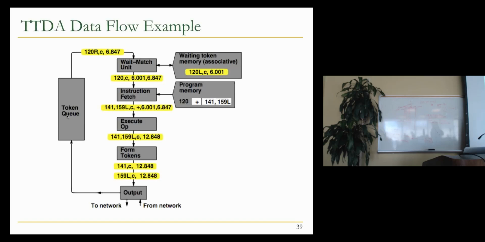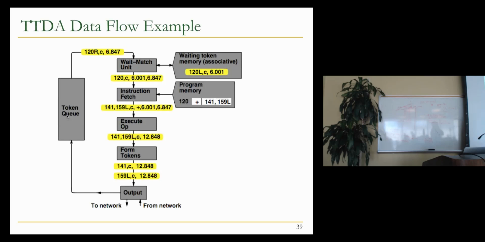Obviously, the opcode and the destinations of the instruction, the context, and the input data value that's coming from the waiting match unit. And the instruction is executed. You add these two values. This is the result you get.